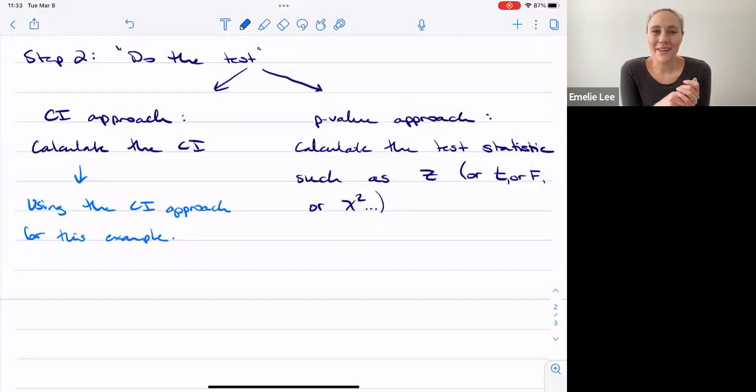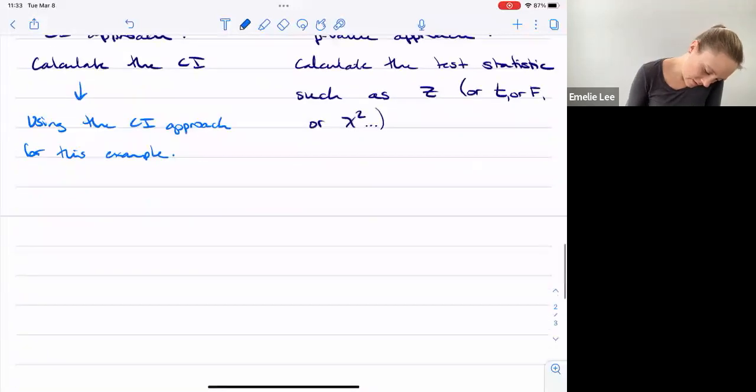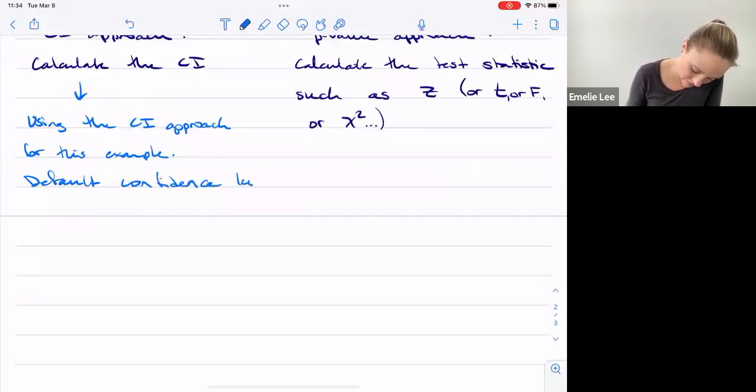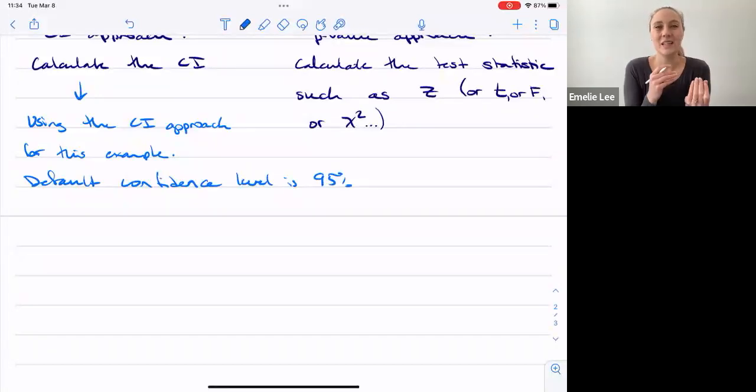Okay. And the default confidence interval that we're going to calculate is a 95% confidence interval. And so the default CI, or I guess confidence level is what it's called. Default confidence level is 95%, right? I don't think it said use a confidence interval because we could do the p-value approach as well. But the default confidence level is 95%. Okay, and so let's calculate a 95% confidence interval for the proportion, the population proportion.